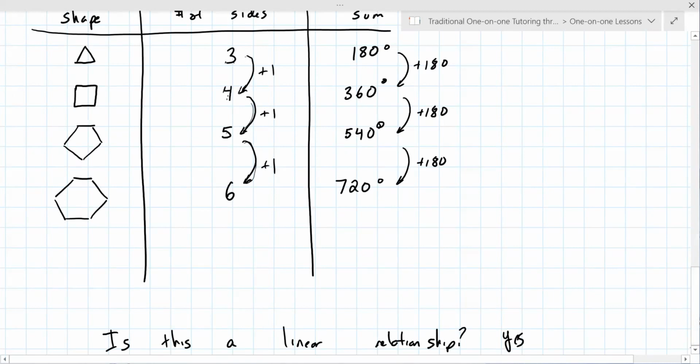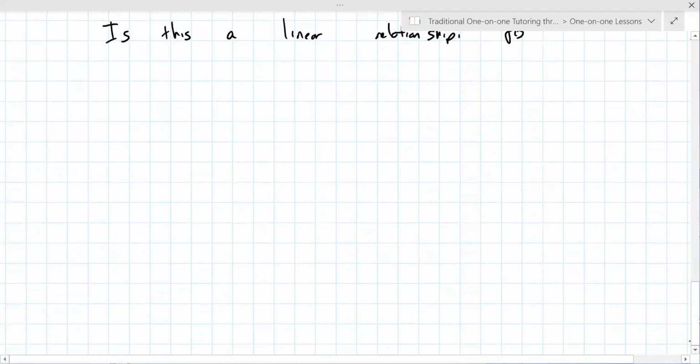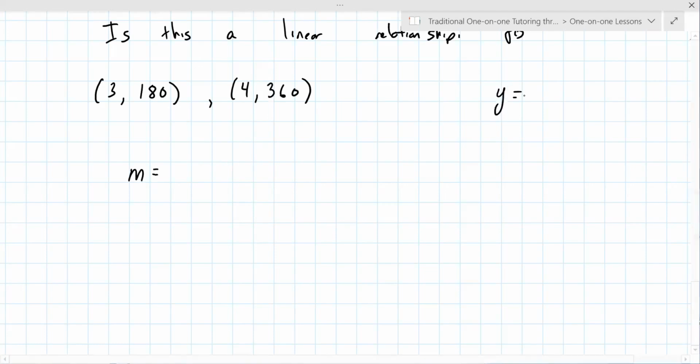So a linear relationship. 180 plus 180 is, oh, okay. So we're going to treat these as ordered pairs. 3 comma 180, 4 comma 360. And do you remember the slope formula? The slope formula, y equals mx. That's the equation of a line.